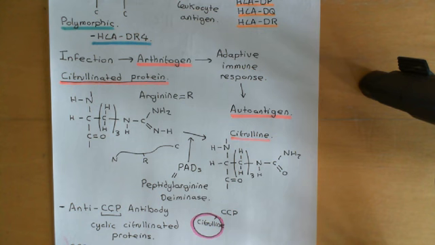So that now concludes our discussion of the pathogenesis of rheumatoid arthritis. In the next video, what we'll turn our attention onto is the anti-rheumatoid drugs.